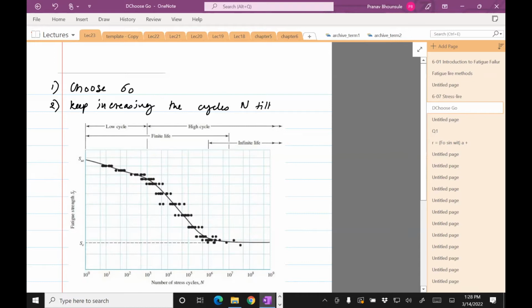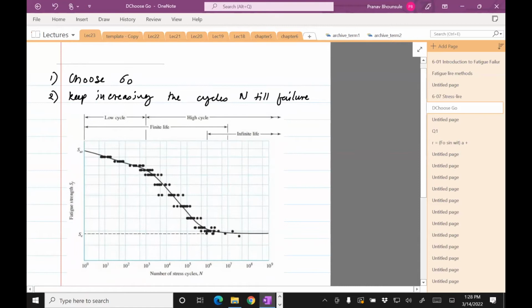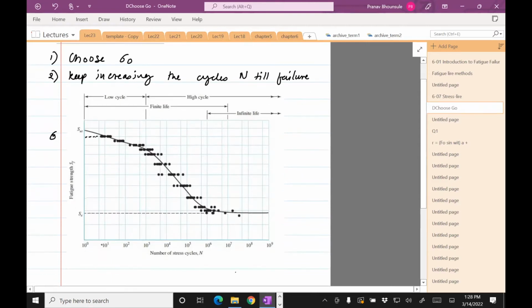And till failure. So this is actually a very time-consuming experiment because what I'm showing you is this. For example, here we fixed a particular load stress. This is the stress on the y-axis. And then we keep increasing the cycles till it fails.